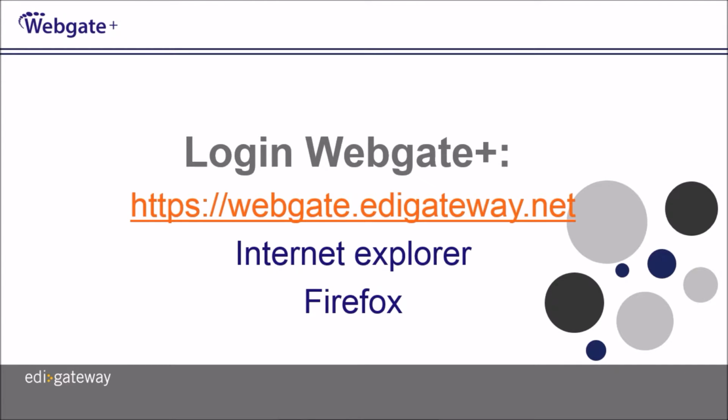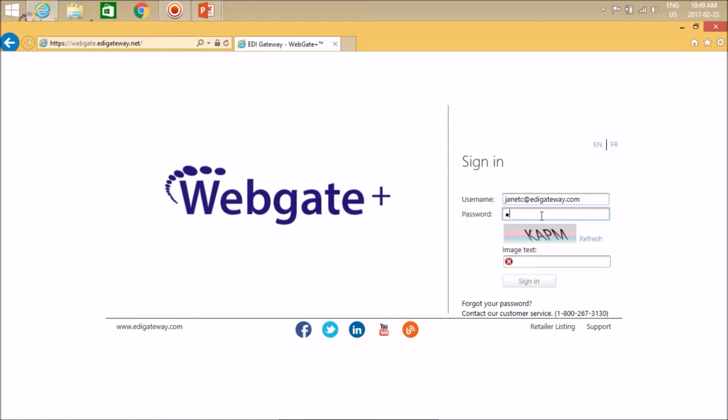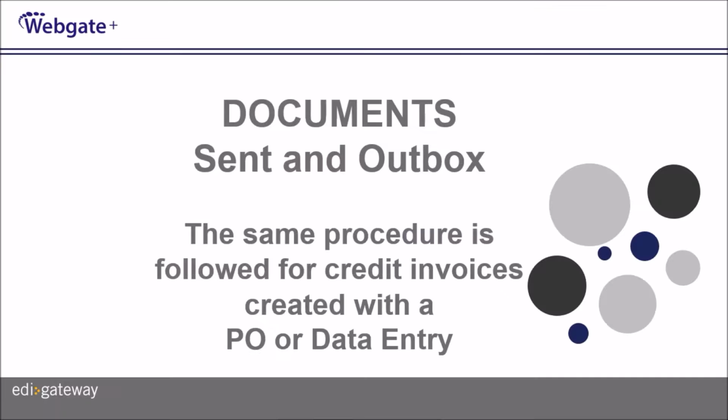First, log into webgate.edigateway.net, enter your username and password, and then enter the security code as seen on the screen. Please note that the procedure is the same for credit invoices created with a PO and for those created by data entry. Credit invoices can be created from invoices located in the Sent folder and the Outbox folder.